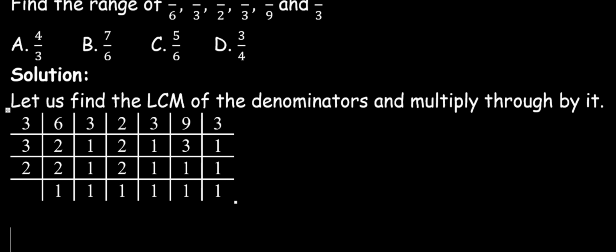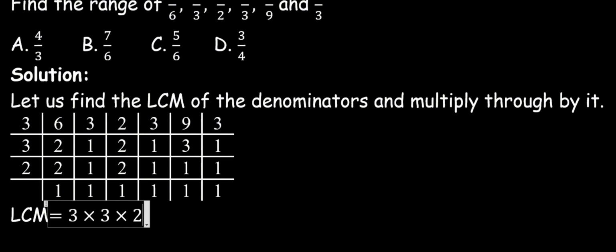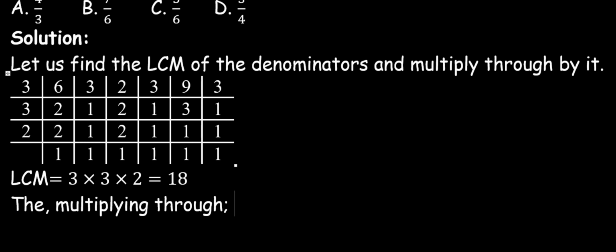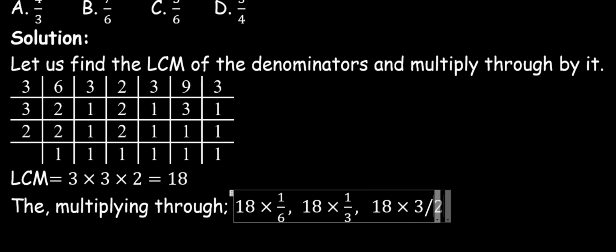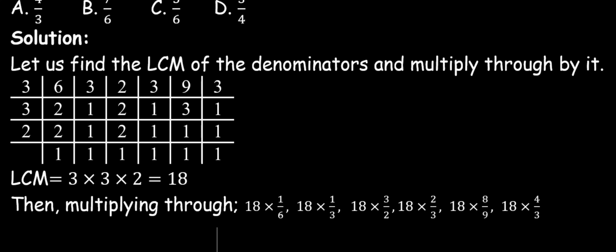And since we have achieved uniformity, we can say that the LCM is equal to 3 times 3 times 2, which is equal to 18. Multiply through by the LCM, which is 18, we now have that each of the fractions is multiplied by 18. So you have 1 over 6 multiplying 18, 1 over 3 multiplying 18, 3 over 2 multiplying 18, 2 over 3 multiplying 18, 8 over 9 multiplying 18, and 4 over 3 multiplying 18. Our result will be equal to 3, 6, 27, 12, 16, 24.